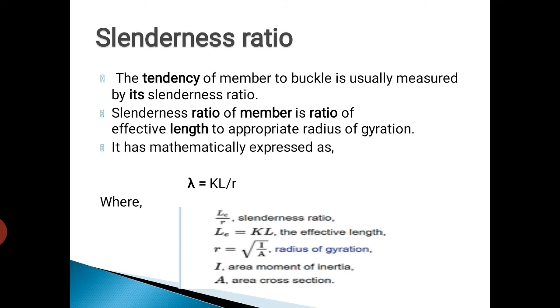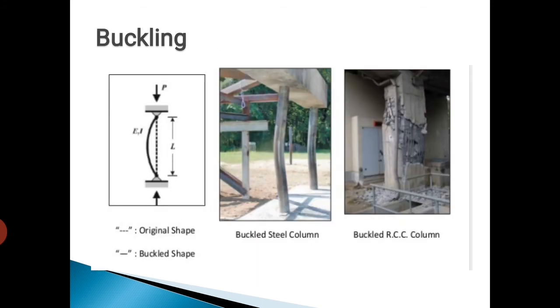Where L effective is equal to KL, so we can write lambda is equal to L effective by R. R is equal to square root of I divided by A. R is the radius of gyration, I is the moment of inertia, and capital A is the area of cross section.